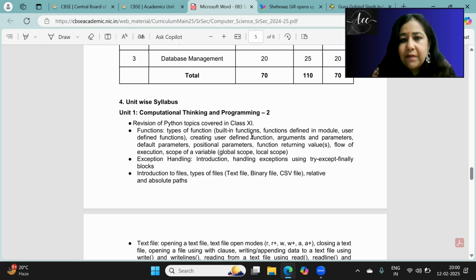So types of functions, built-in functions. Functions which are there already are called built-in functions, but as a programmer, I can make our own functions. That is called user-defined functions. So there are so many topics related to functions which you're going to cover in this chapter.